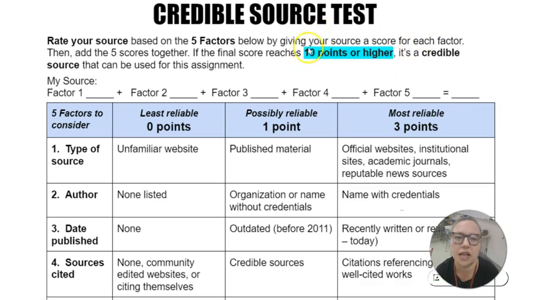All right, so here's the credible source test. And like I said, it has to get 10 points or higher on 5 factors. So you're either going to give each factor 0, 1, or 3 points. And you don't have to fill this out anywhere, but you do have to be able to explain why your source gets 10 points or higher based on the credible source test. So factor 1 plus 2 plus 3 plus 4 plus 5 has to add up to 10 or more.